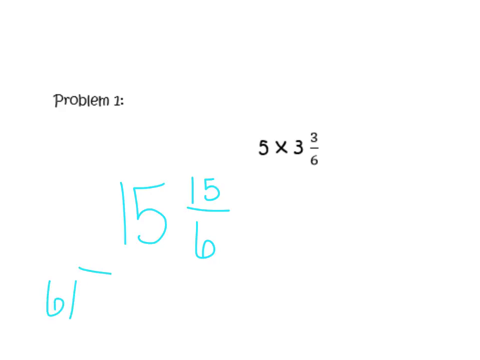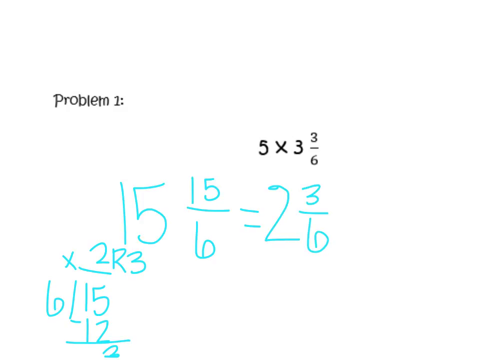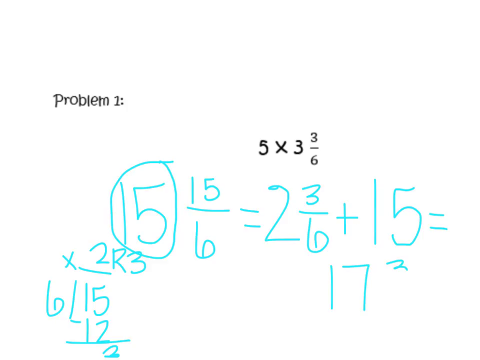6 goes into 15 2 times. 2 times 6 is 12. 15 minus 12 is 3. My remainder is 3, so that means that my mixed number is 2 and 3/6. But I can't forget about the big kahuna that was already there. I need to add that on to the mixed number. So now I have 2 plus 15, which is 17, and then I have 3/6. So my answer is 17 and 3/6.